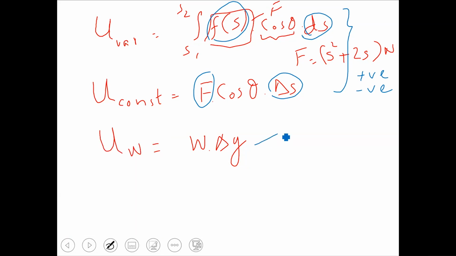Now, is it going to be positive or negative? That depends upon this delta y, because weight would always be acting downward.